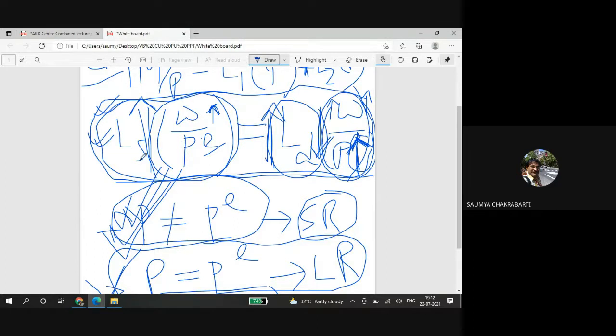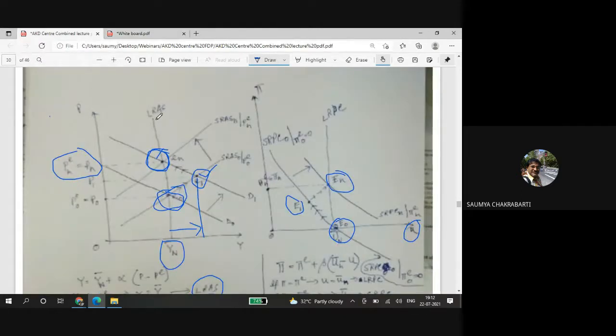So the initial labor supply will be generated, initial labor demand will be generated, initial employment will be generated, and the initial output will be generated. But all these will happen only at the cost of a rise in price and wage. And that's why output does not change, but prices change.